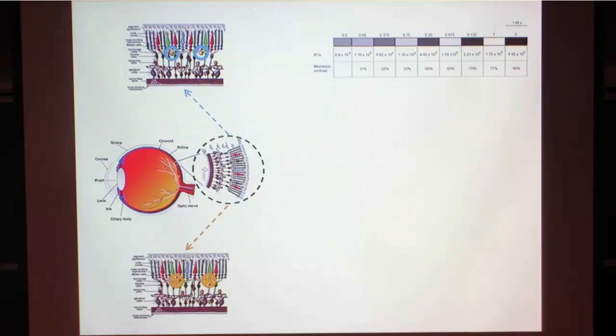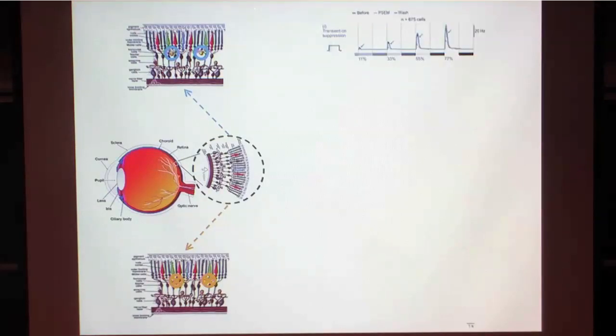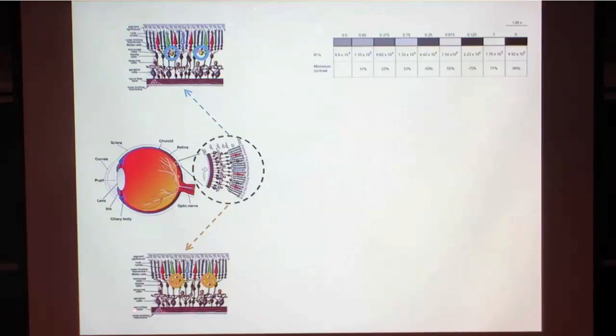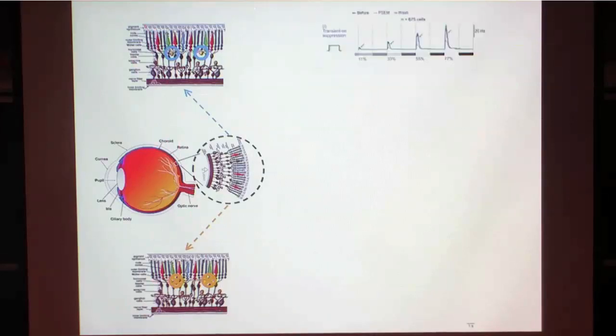Okay? And I should say, as we do this, we record from the ganglion cells in both cases, for both retinas. So this is, for example, what you get in an on-transient ganglion cell. It responds to this light increment. And what you see is that when you silence the horizontal cell, the amplitude of the response gets suppressed.